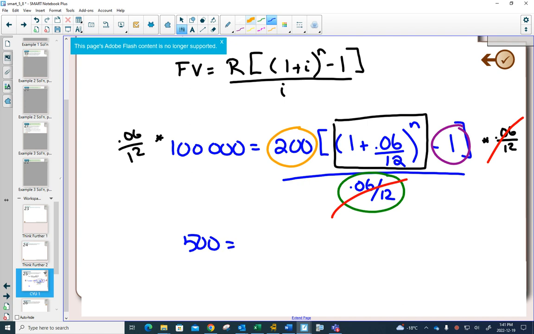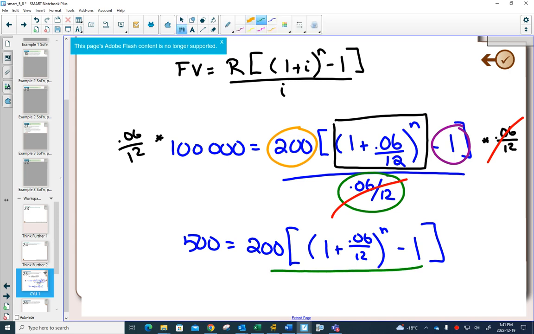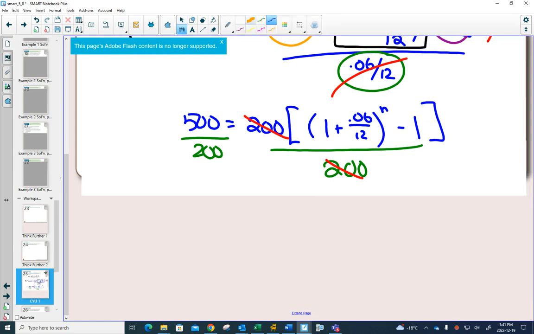So I have 500 equals 200 square bracket, round bracket, 1 plus 0.06 divided by 12 to the n minus 1 square bracket. Next thing I would do, get rid of this 200 by dividing both sides by 200. This will give me 5 over 2, or 2.5 equals, and can you see at this moment that those extra square brackets are no longer needed, right? Because you've moved all the other stuff away. Now I would just have 1 plus 0.06 divided by 12, the n minus 1. I can add 1 to both sides.